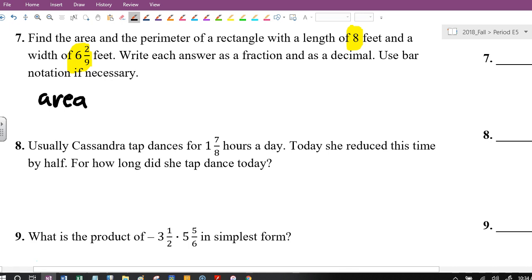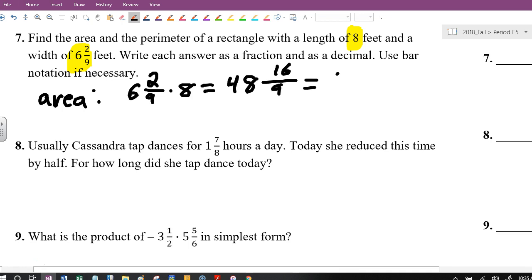How do we find area, sir? You multiply the length and the width. Okay. So you do 6 times 8, which is 48. Well, what are we multiplying 6 and 2 ninths by? By 8. All right. So then you say 8 times 6 is 48, and 8 times 2 is 16. So now we have an improper fraction, so we need to get 1 and 7 ninths left over, right? So 49 and 7 ninths. Do we agree?